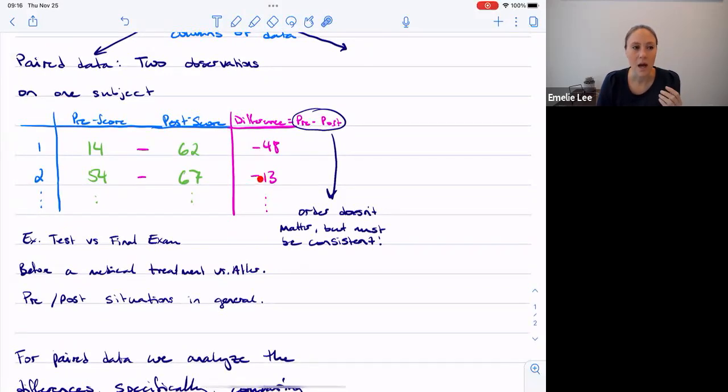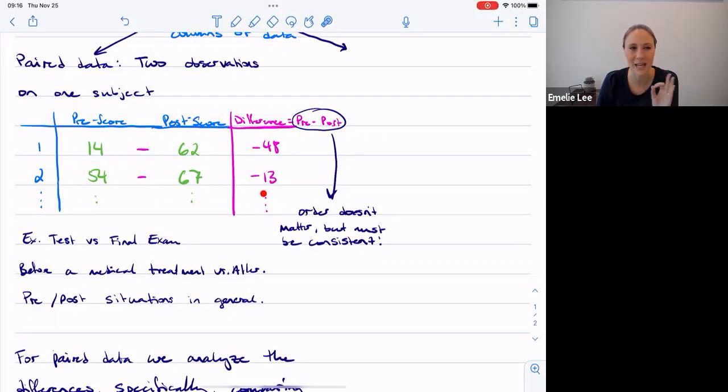And so if we wanted to know if the post scores were higher than the pre-scores, that's the trend that we're seeing, right? The post scores are higher than the pre-scores. So then we would want to analyze, is the mu diff less than 0, because we're getting negatives here. And so is it significantly less than 0?